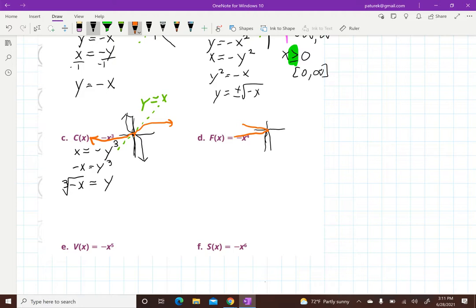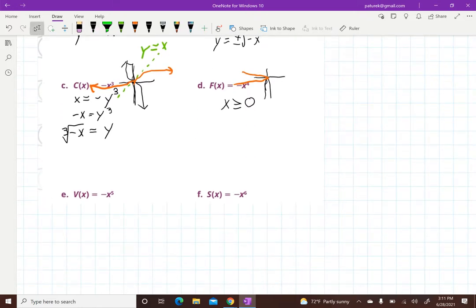Again, as before, if I were to choose to restrict the domain so that, for example, it begins at the vertex and goes up from there, then yes, this would be invertible, and its range and domain would swap endpoints. Letter E. Is this invertible?